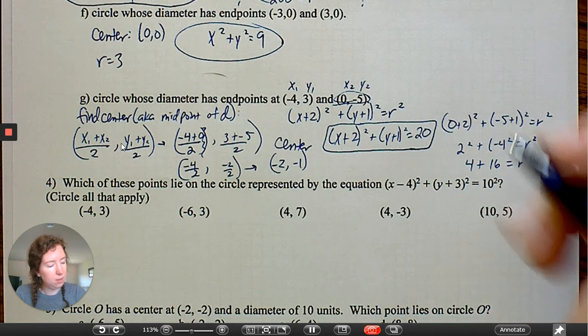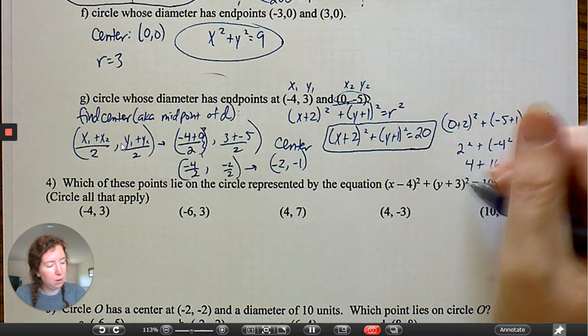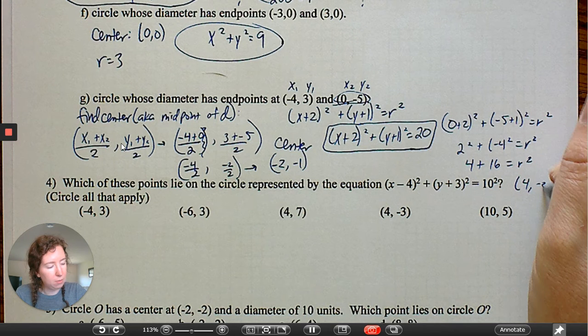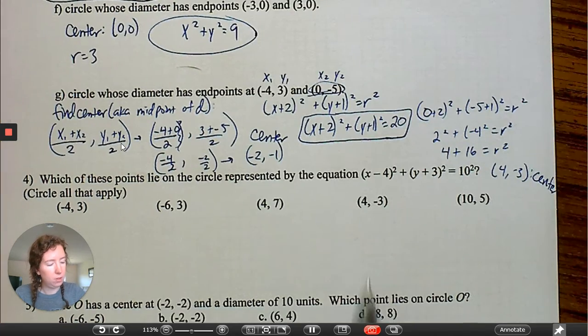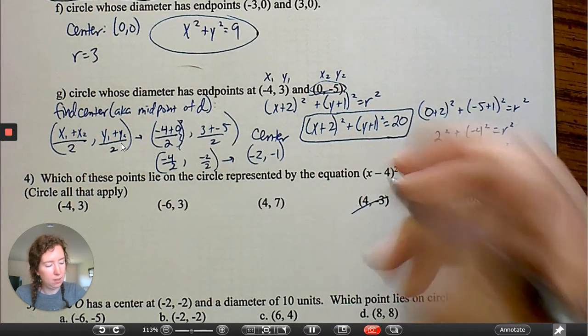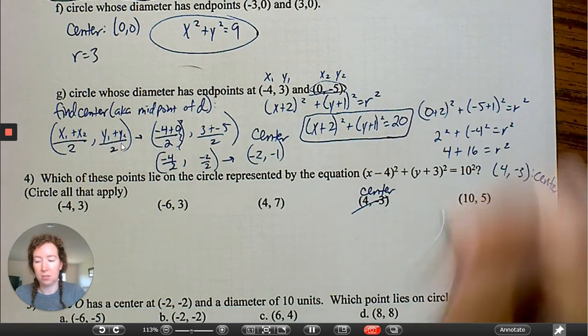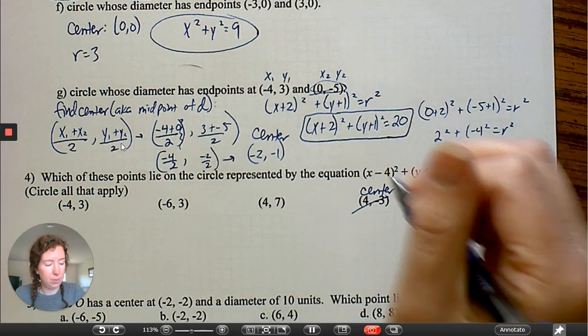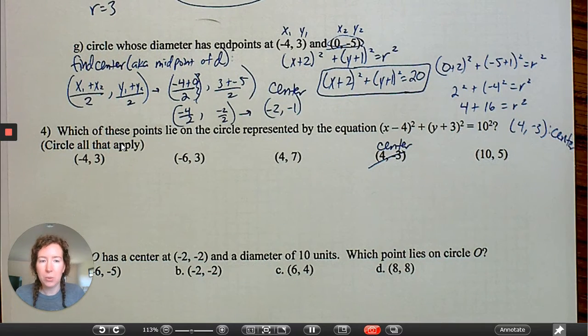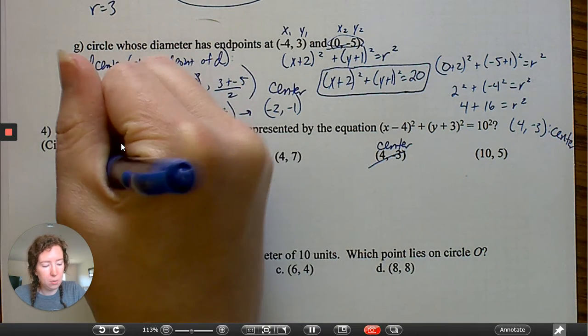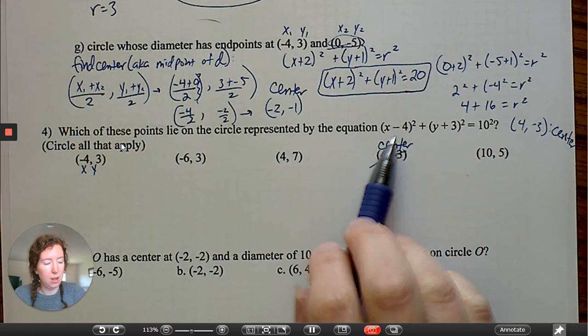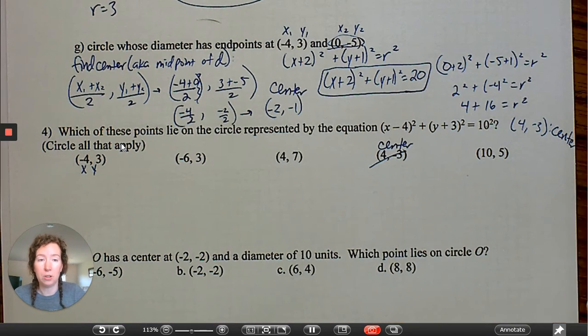Now this circle has a center at 4, -3. That's my center. So if this is the point 4, -3, that can't be on the circle. That's literally in the circle. Okay, so that one's not going to work. Let me show you what I mean about testing the math and see if it works. And then I'll do one, and then you'll press pause and you'll do the other 3 and see if it works. For every coordinate that I'm testing, plug them in for x and y and see if it equals 10 squared. Does it equal 100?